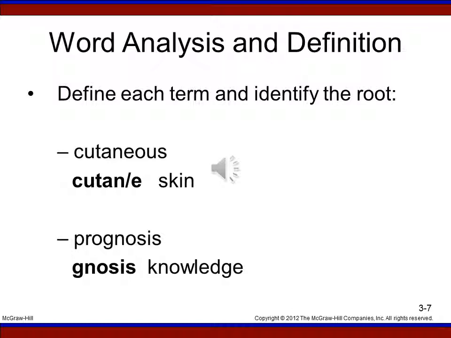So the prognosis of this patient we're seeing is a guess. Prognosis is having knowledge about the course of a condition or treatment. Having knowledge. Diagnosis, identifying an illness or condition. Prognosis is having knowledge about the course of a condition or treatment.